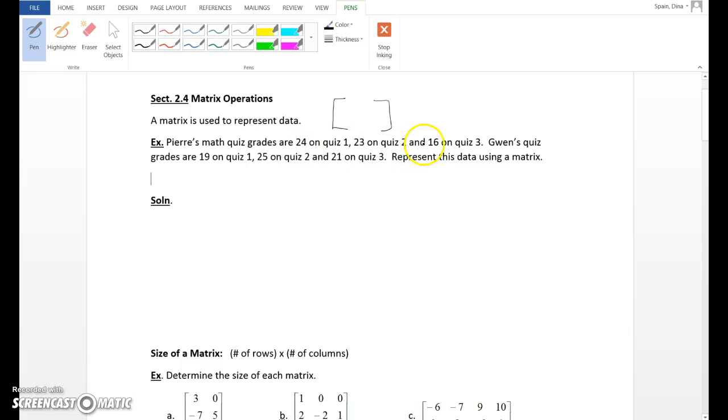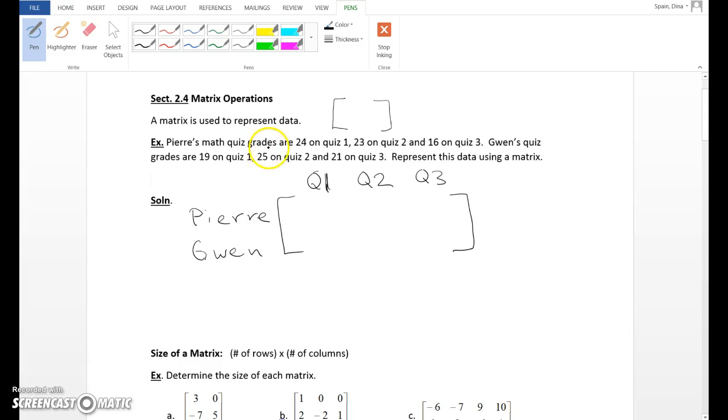So let's just do it sort of across this way, and let's do Pierre. He'll be the first row, and then Gwen will be the second row. Then the first column will be quiz 1, second column will be quiz 2, and the third column will be quiz 3, like that. Just a matrix of numbers.